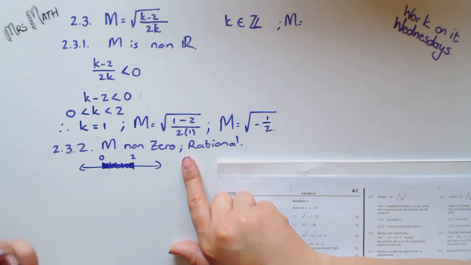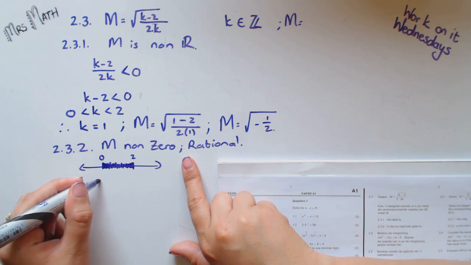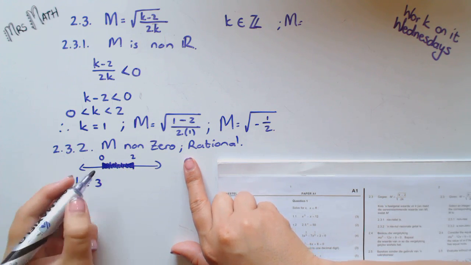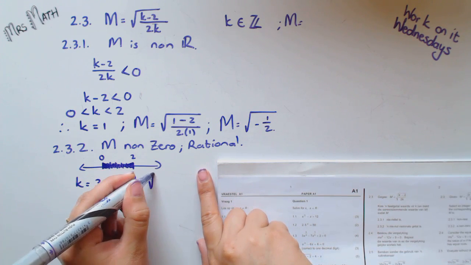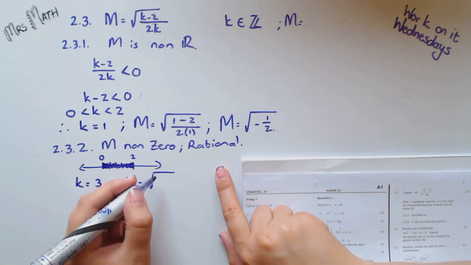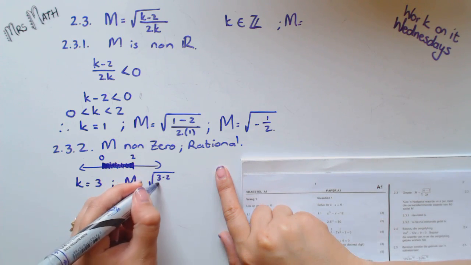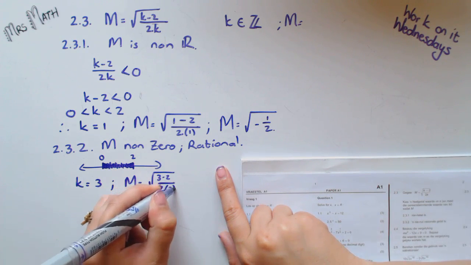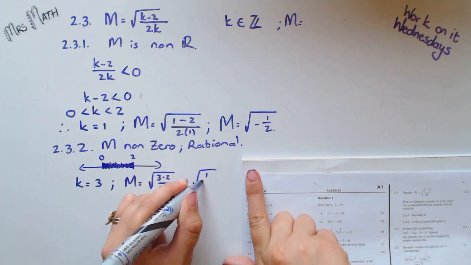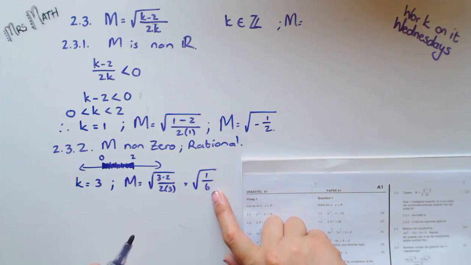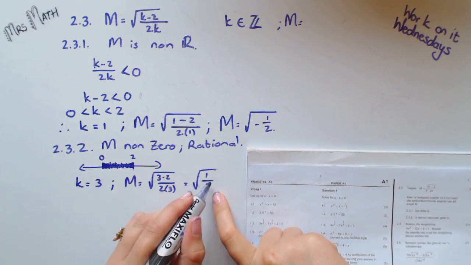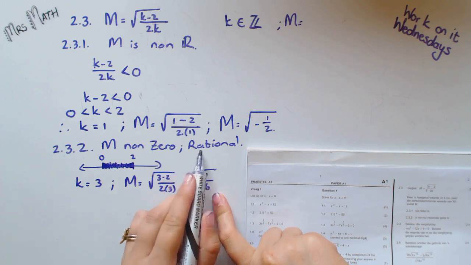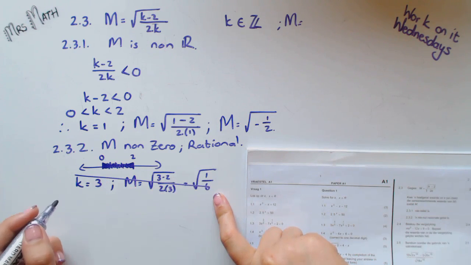But I can take 3. So if k is equal to 3, then I have m is equal to the root of (3 minus 2) over (2 times 3), and this is the root of 1 over 6, which is not rational. I'm looking for something that will be rational. Root of only squared numbers will be rational, so this does not work.